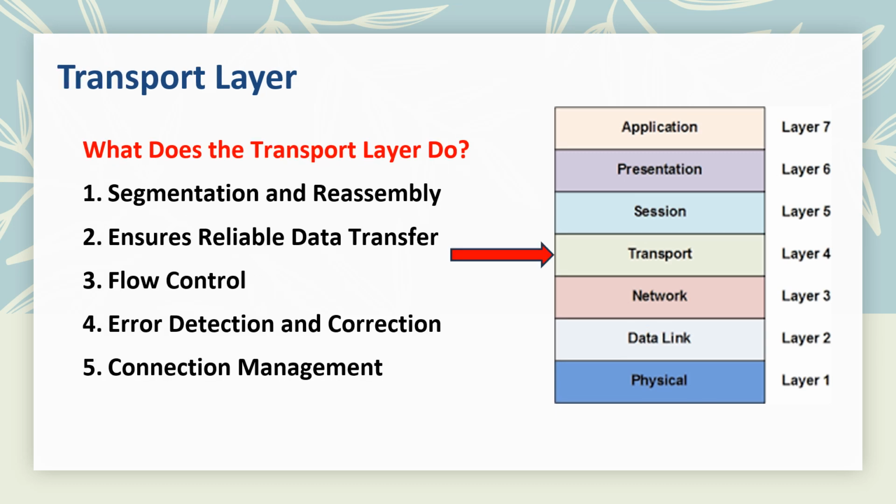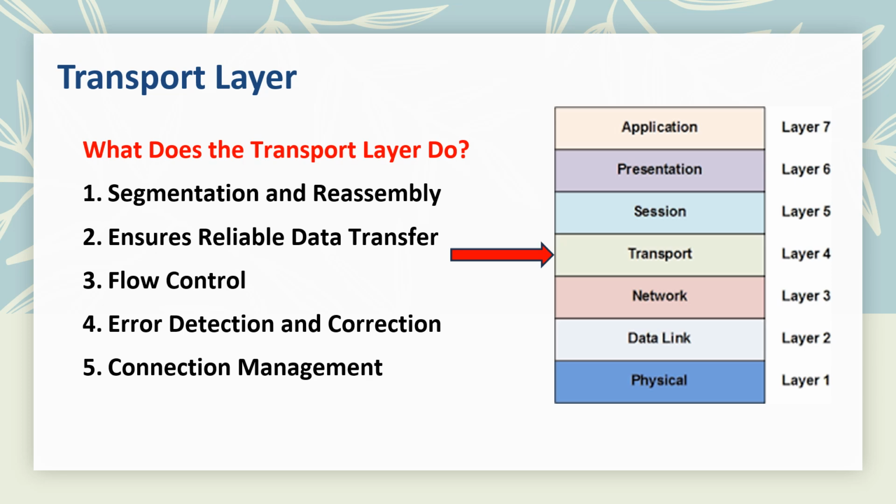The transport layer is responsible for making sure that data is delivered reliably, in the correct order, and without errors. It is like a delivery service that ensures the packages arrive at the right place and in perfect condition.